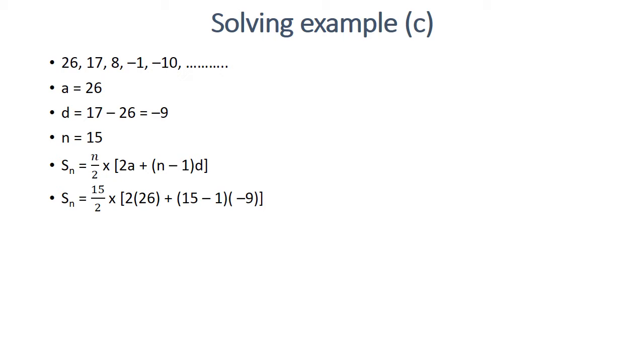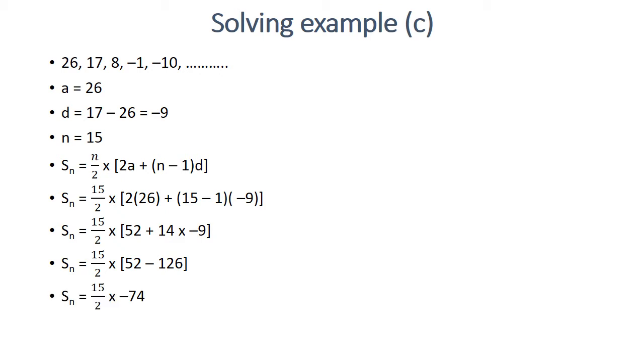First we have to multiply 26 into 2 and we have to subtract 15 minus 1 together in one step only. 26 into 2 is 52. Yeah, 15 minus 1 is 14. Next step we have to multiply plus 14 into minus 9. Plus into minus will be minus. 14 nines are 126. Now 52 minus 126 will give us minus 74. So the number is minus 74.